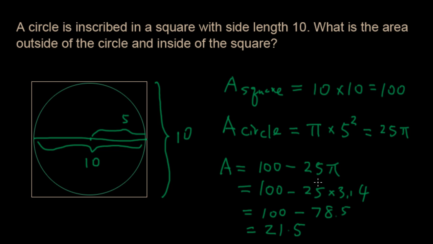Now when we get an answer, we want to at least make sure that it makes common sense. Now this area, if you look at the graph, 21.5 would be about right. And you don't want to get a 50 or a negative number. This completes the problem.